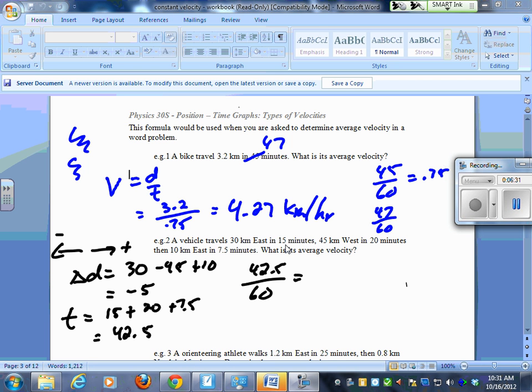Calculator issues. I don't know what's going on with the calculator here. Alright, sorry about that. So that's going to be 0.71 hours. Is that what you got? Let's put that down here.